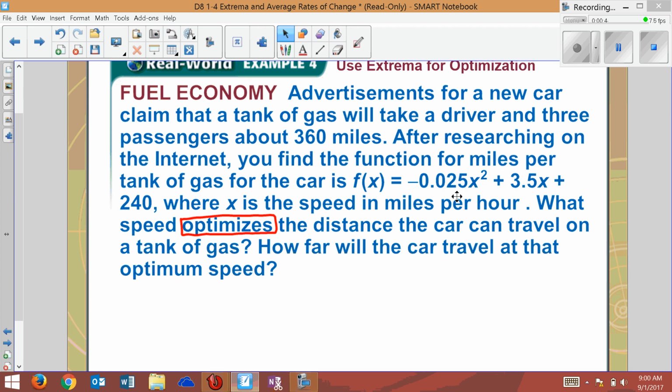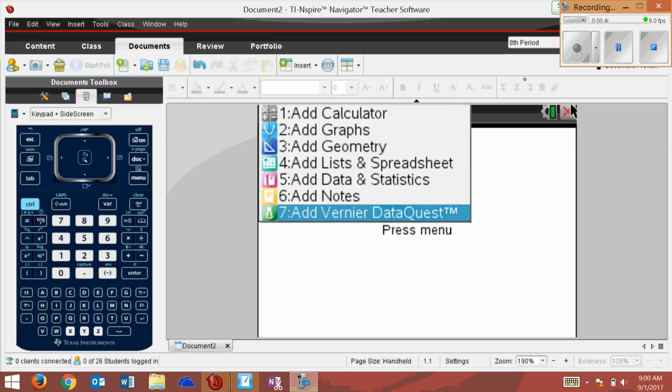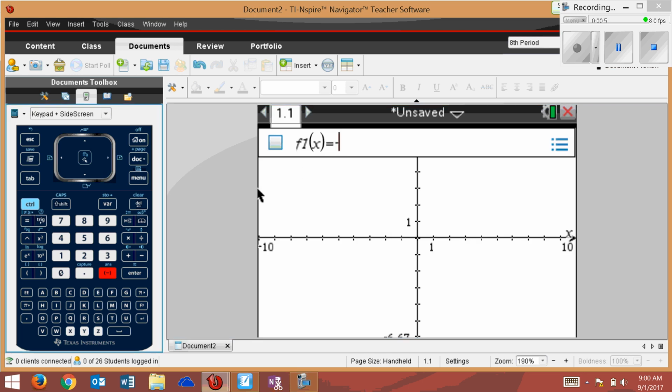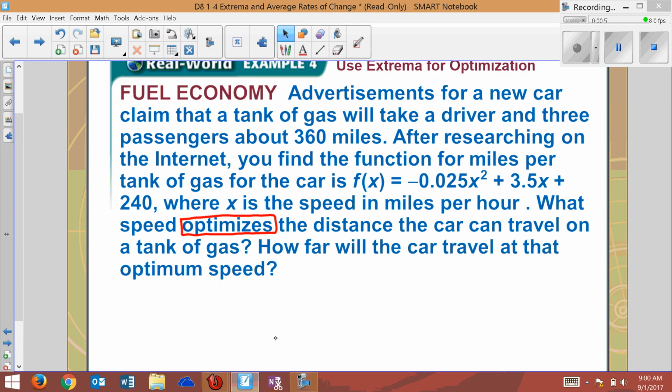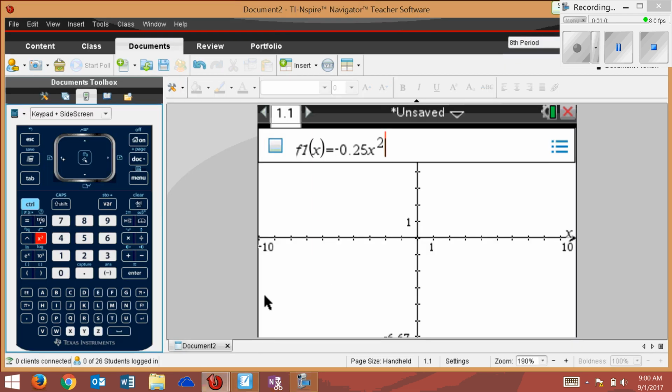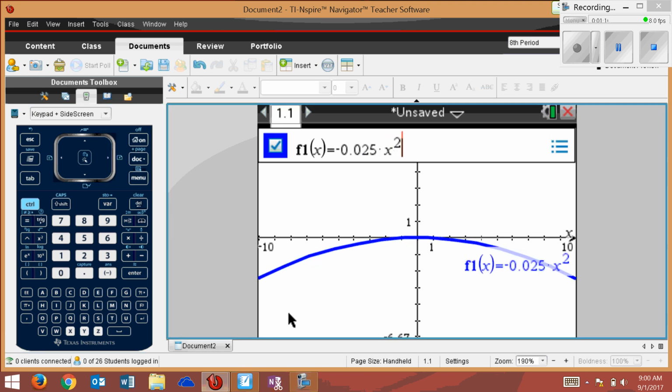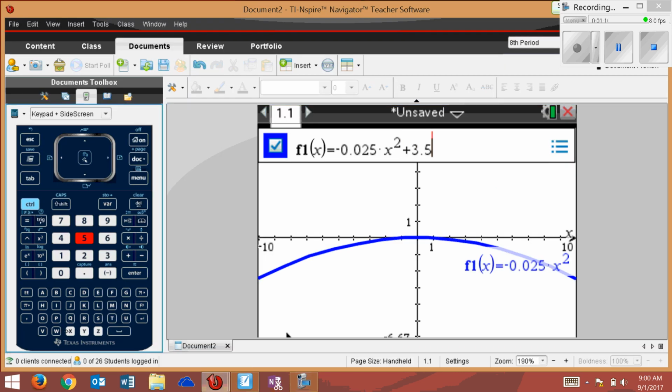So let's go over to our graph and let's type this one in. So I'm going to open up graph and I'll type in the equation. I believe it was negative 0.025x squared. Let me check real quick. Do I have a 0 in there? I don't. So I need to go back here and put in the 0. All right. Now let's put the rest of the equation in. Plus 3.5x, and then plus 240.